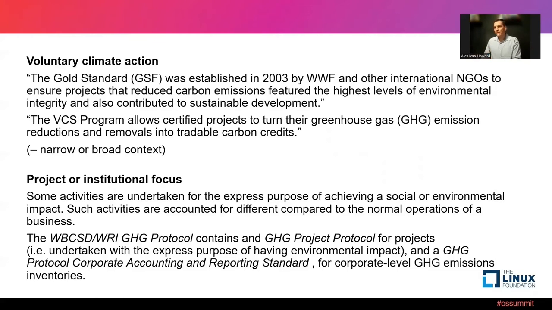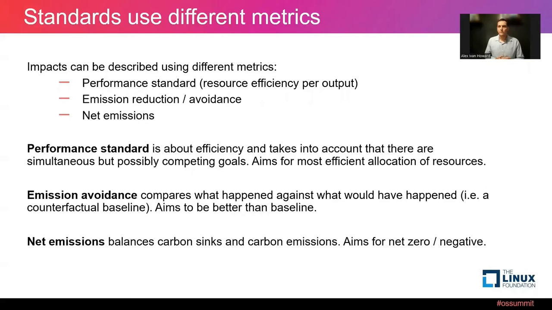So that is a project. It's not your business as usual. And there are different things that come into play when you take each one of these perspectives. So standards have different interests, but standards also use different metrics. You can use a performance metric, or there are standards focusing on emission reductions or emission avoidance, and then there is a focus on net emissions. So the difference between those is that a performance standard is about efficiency, and that is the acknowledgement that there are sometimes more than one goal, and that for the efficient allocation of resources, you have to balance those.